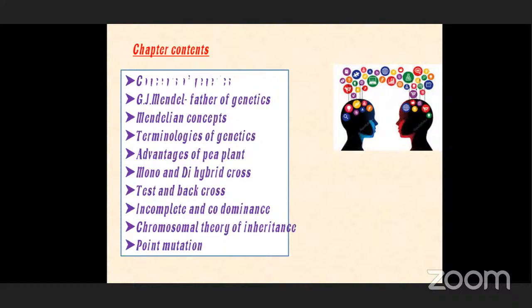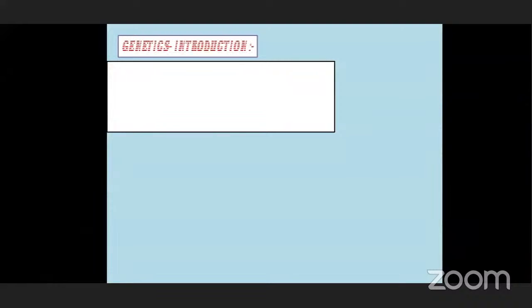Terminologies of genetics. Advantages of pea plant. Mono and dihybrid cross. Test and back cross. Incomplete and codominance. Chromosomal theory of inheritance. And point mutation. These are the contents present in our topic. So, first one, we have to discuss the introduction of genetics.